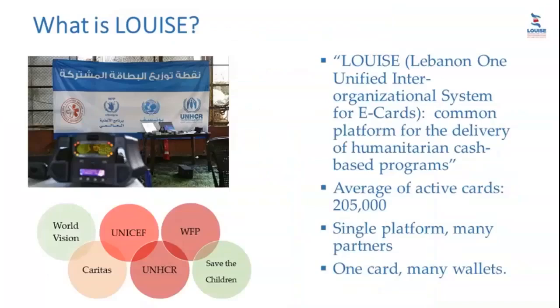Yeah, so as you can see here, the very core of the building of that system was UNICEF, UNHCR, and WFP, with this consortium of NGOs that disappeared, unfortunately. But now we're joined by other NGOs that want to benefit from the platform that we built with the scale that we have and that could benefit from our structure. Again, it's a single platform. There are many partners, one card, but many wallets, many programs, and many mandates behind it. Thank you. Next slide, please.